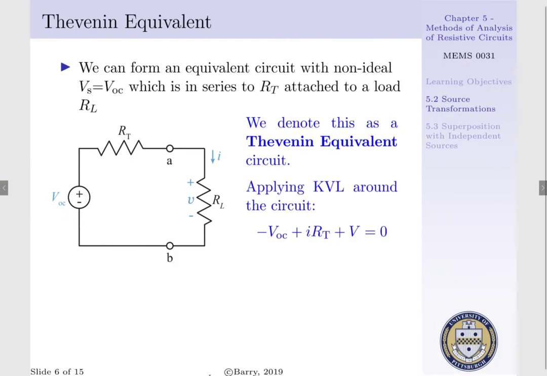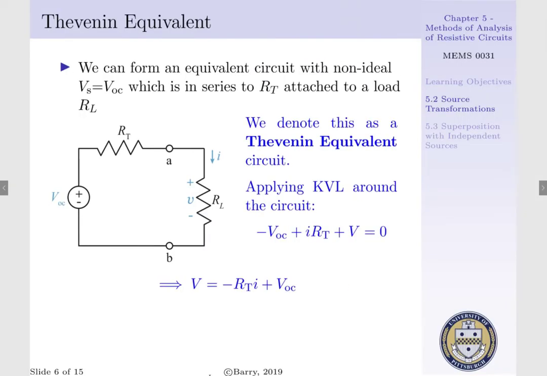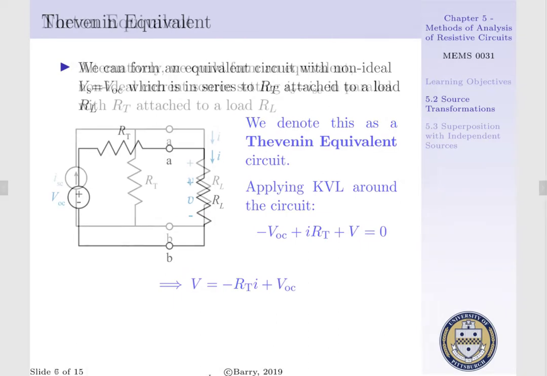Now if we apply KVL around our circuit, we would have minus V sub OC plus our voltage potential across our Thevenin resistance, which would be I, our current running through it, times our Thevenin resistance, plus V, our voltage potential across our load resistance. Or, solving for V, V would be equal to minus R sub T, our Thevenin resistance, times our current I, plus our open circuit voltage. And we see this expression is equivalent to what we derived from our previous example.